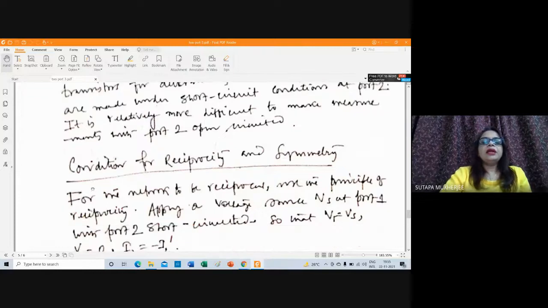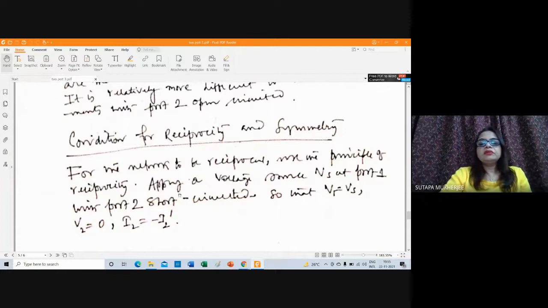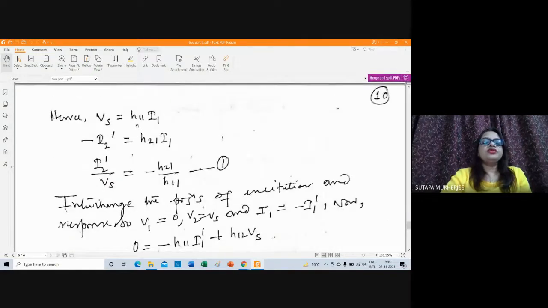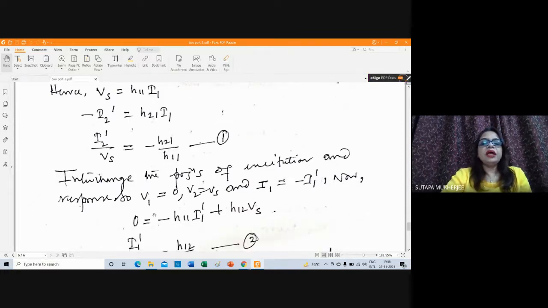Now again we have come to the condition for reciprocity and symmetry. You do it by making V1 equal to Vs, V2 equal to 0, I2 equal to minus I2 dash. Then again V1 will be 0 and V2 will be Vs. Vs will be H11 times I1 minus I2 dash, which will be equal to H21 I1. So you have to do this manually; unless you do it, it will not be clear. I2 dash by Vs is equal to minus H21 by H11, obviously.